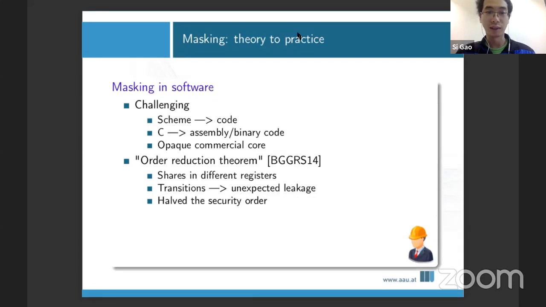On the software side, I would say the situation is much more challenging. First of all, we all know the scheme doesn't mean the same thing as your code. And even if you're coding in a high level language like C, that doesn't mean it is exactly the same as your code in assembly or binary, because that's the actual code running on your processor. Last but not least, we also have this opaque, huge commercial code lying in front of us, where there's no way we can know what's actually running inside. We know the logical formalization, but we can never know all the technical details. Considering all of that, we often talk about the auto reduction theory, which suggests that even if you store all the shares in different registers, because of the unexpected leakage caused by transitions, whether by buses or registers, your security order in practice is often only half of your security order in the model.